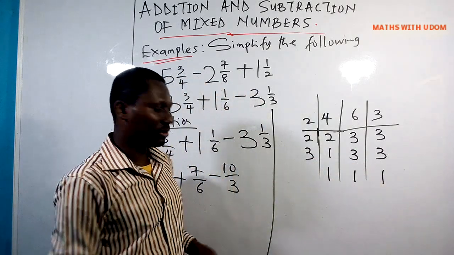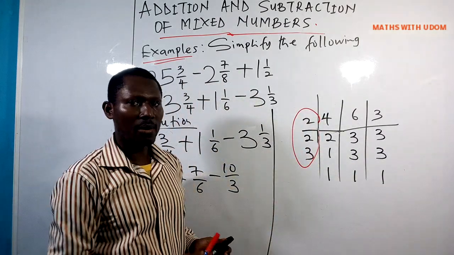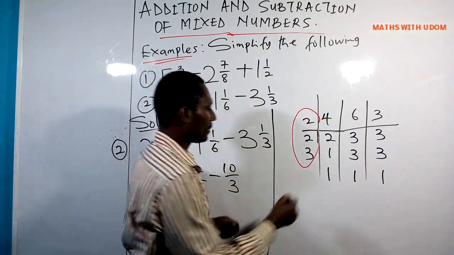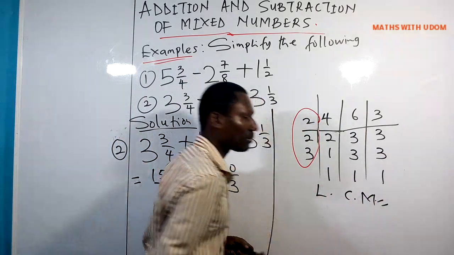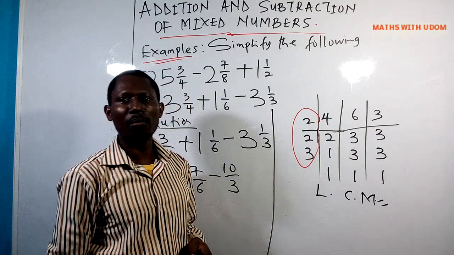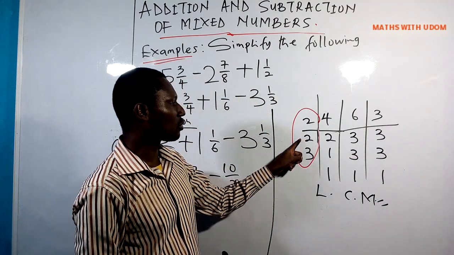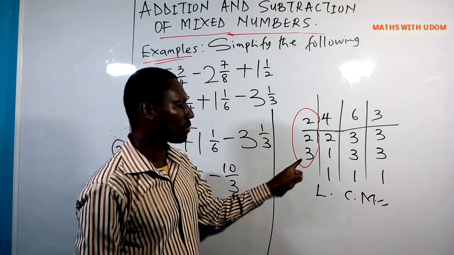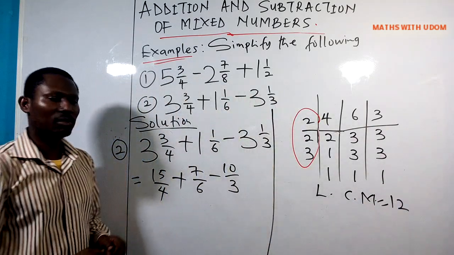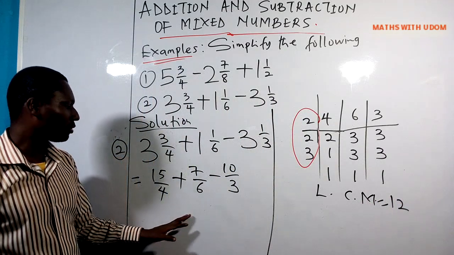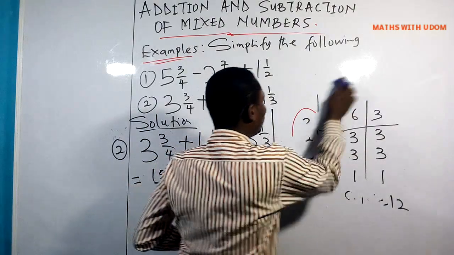So what will be our LCM? We multiply all the prime numbers outside. LCM means lowest common multiple, or least common multiple. So 2 times 2 times 3. 2 times 2 is 4. 4 times 3 is 12. So our LCM is 12. So it's the 12 we are going to use to simplify further. So let's continue.